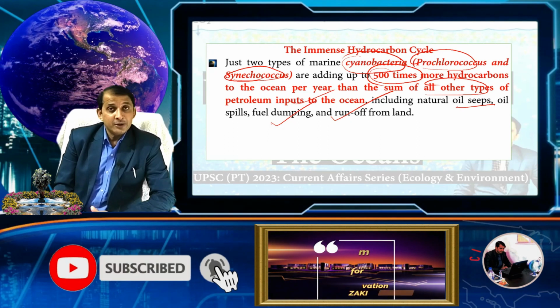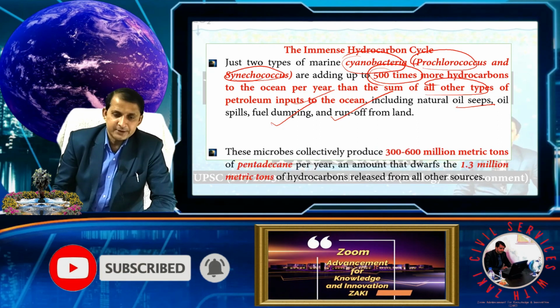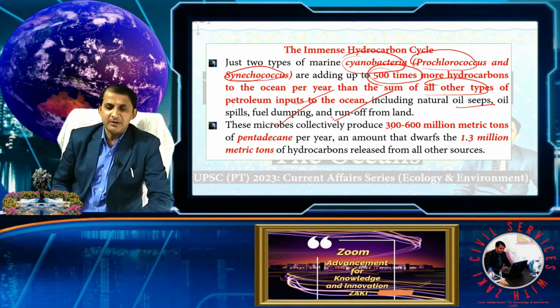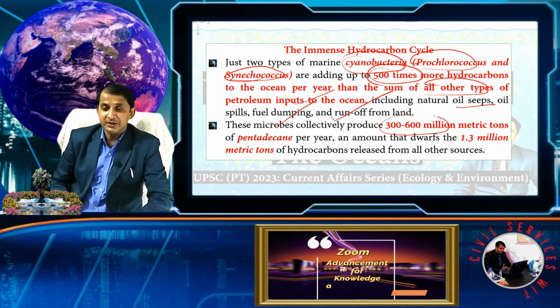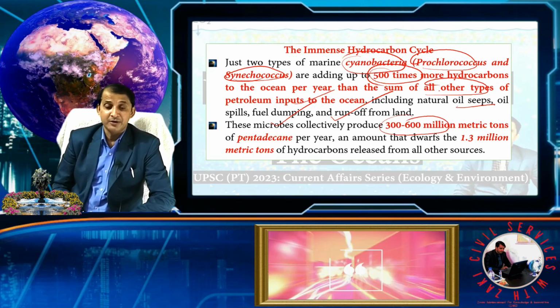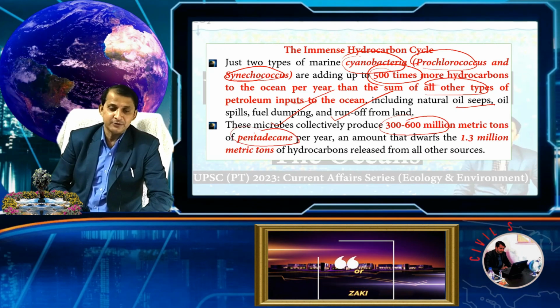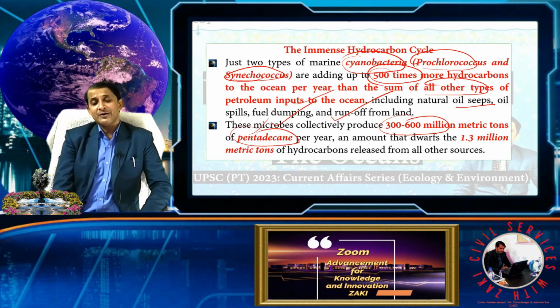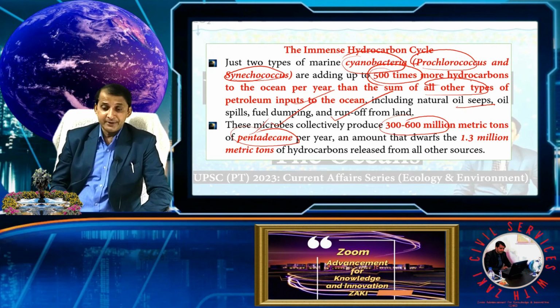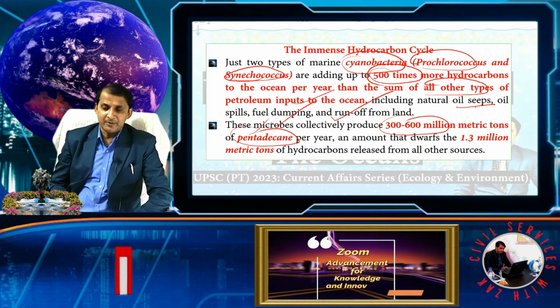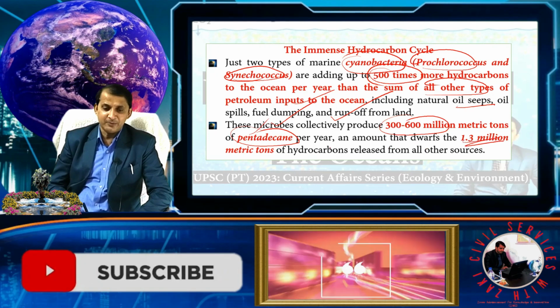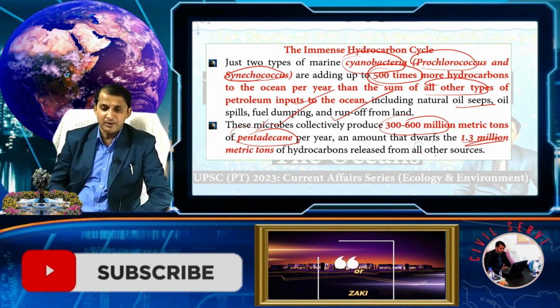So this is a huge number. These microbes collectively produce 300 to 600 million metric tons of pentadecane, which, as you know, is also a hydrocarbon, per year. That amount dwarfs the about 1.3 million metric tons of hydrocarbon released from all other sources.